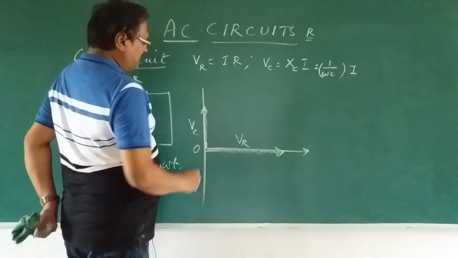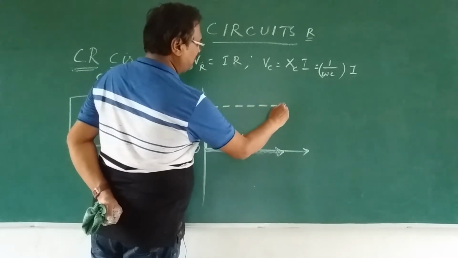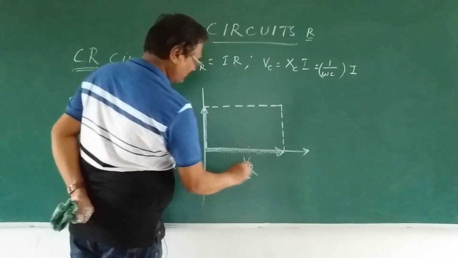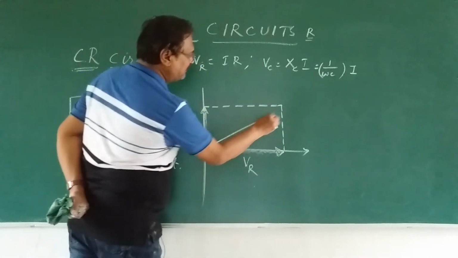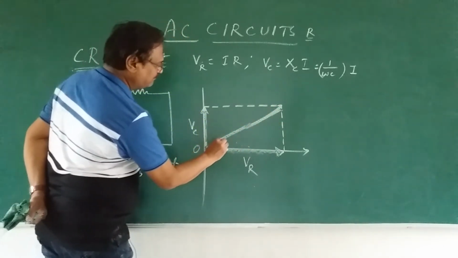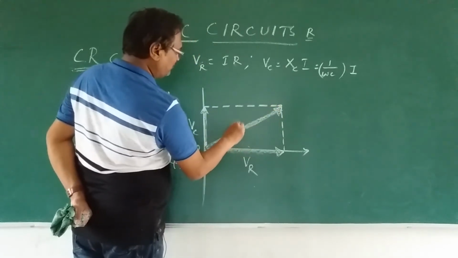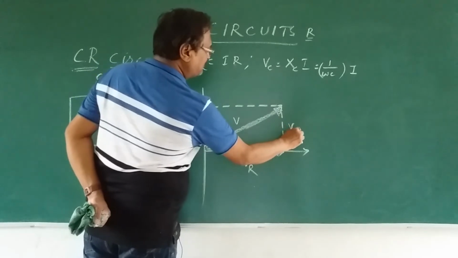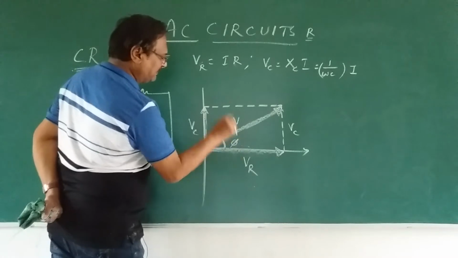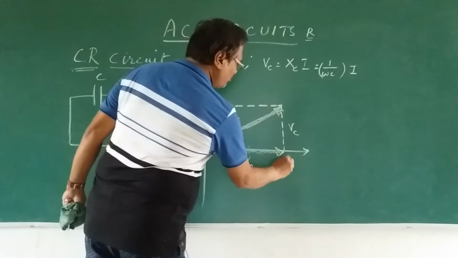As usual, complete a rectangle or parallelogram, and we have drawn it like this. This represents VR. Let me take the resultant. This is the resultant V, VC is represented by this, and this angle is phi. Now let me use the Pythagoras theorem in OAB.